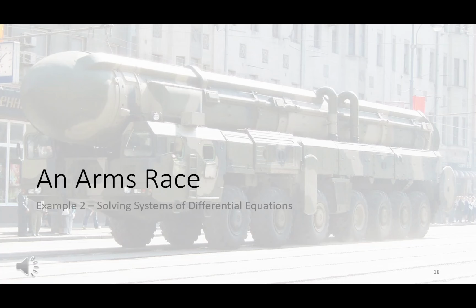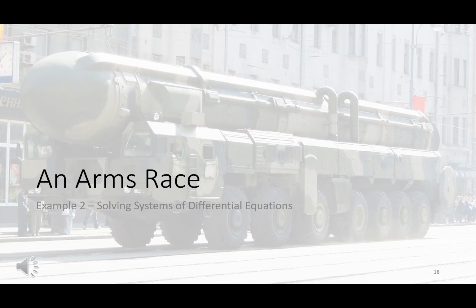Okay, in this example, I'm going to model a system of differential equations. The example that I'm going to use is an arms race between two countries. In these two countries, the rate of production of nuclear weapons depends on the number of nuclear weapons present in the other country. So, for example, the rate of production of nuclear weapons in the US depends on the number of nuclear weapons that exist in Russia and vice versa.